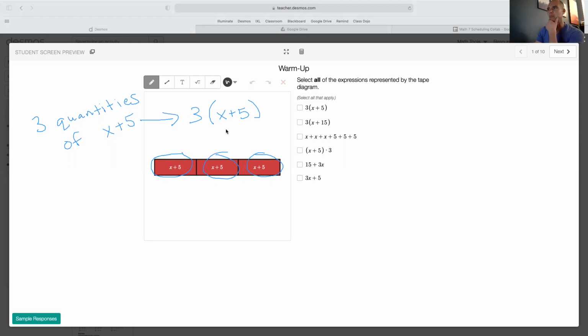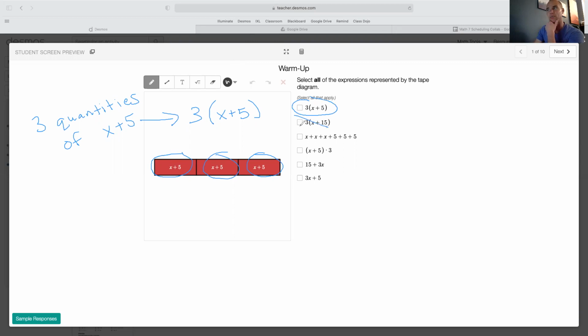And so if we can find this as an option, I know that's going to be one of the ones I'm going to select. And I believe that's it right there. Oops, no, that says 3x plus 15. Hold on, I don't want that one. I want the one right above it. 3 times quantity x plus 5.